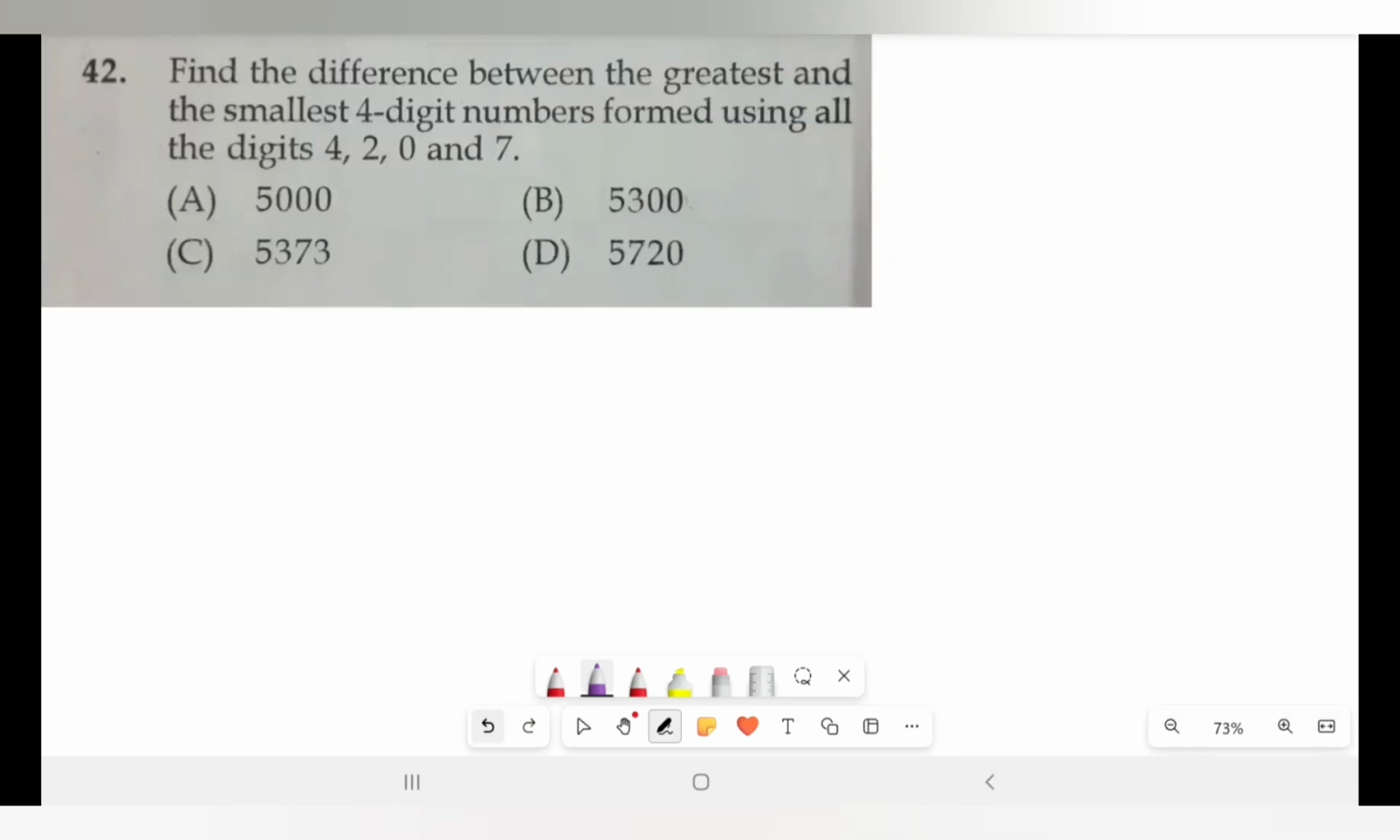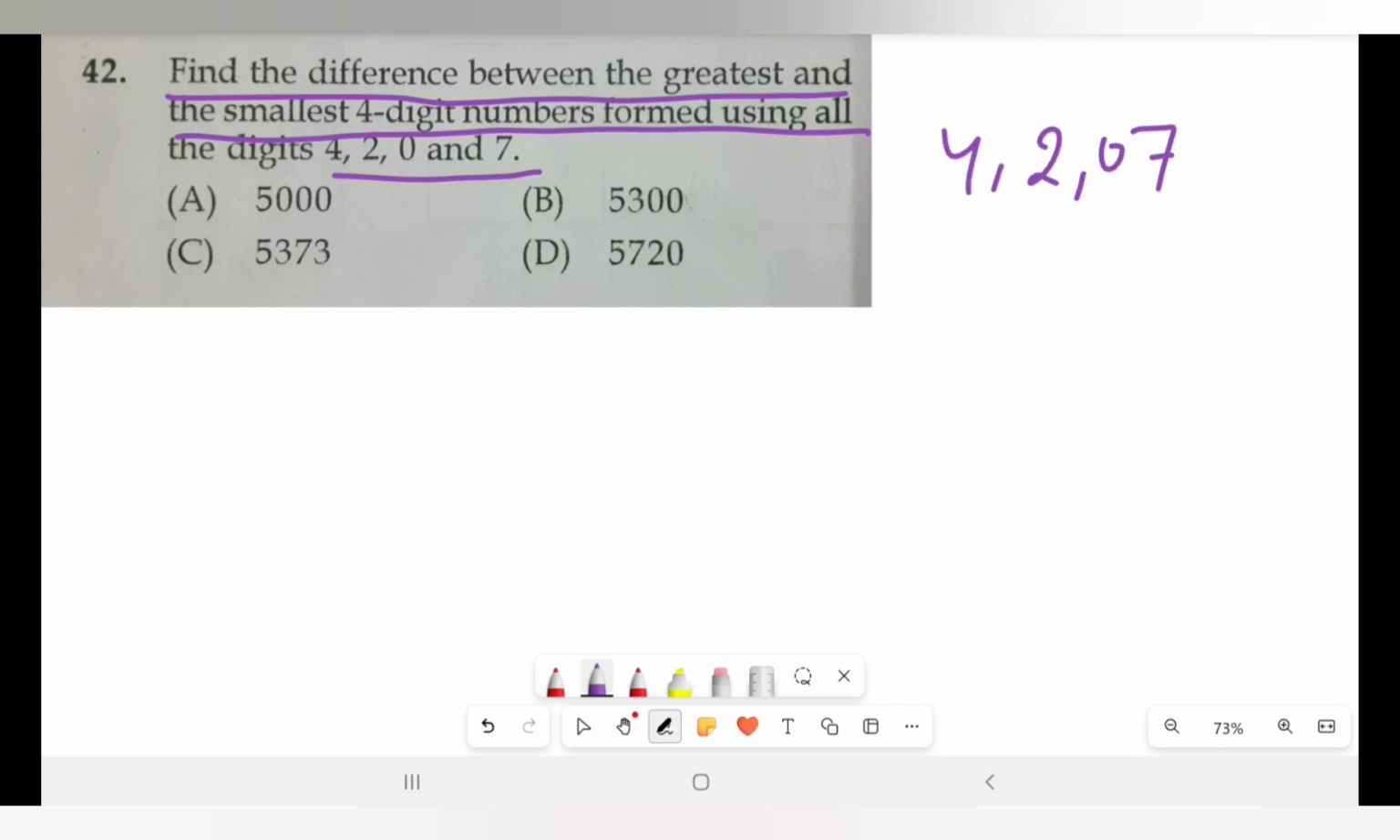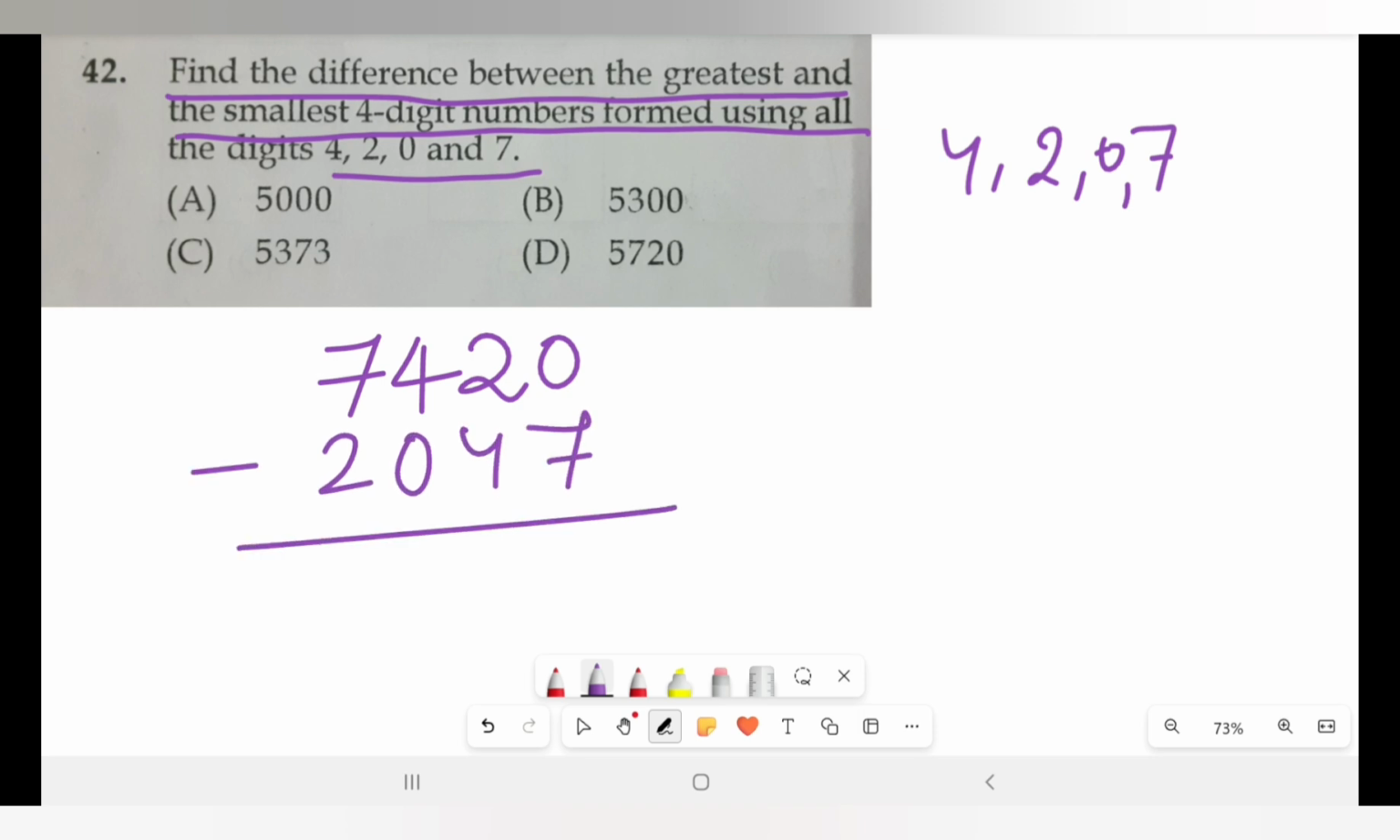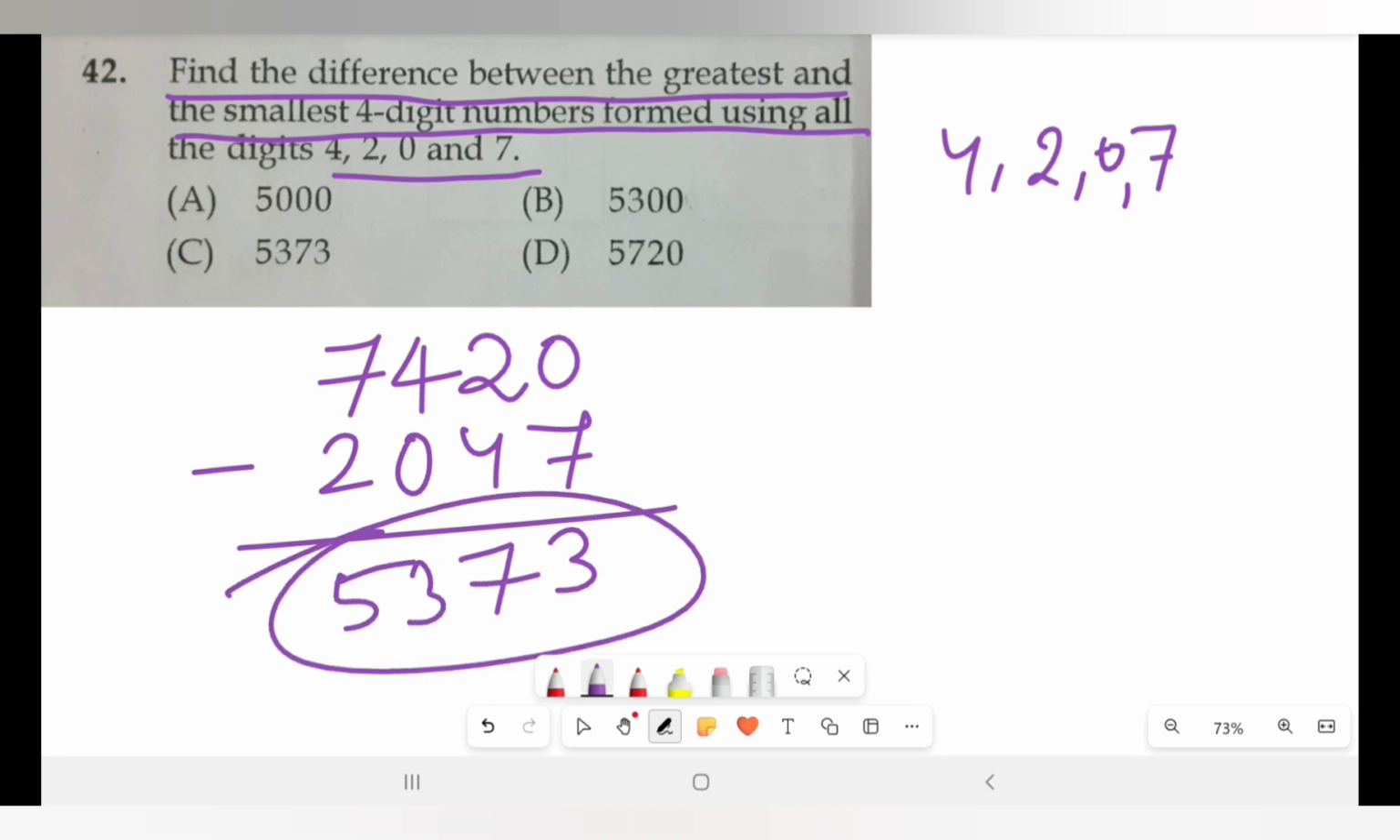Here in this question, find the difference between the greatest and the smallest 4-digit numbers formed using the digits 4, 2, 0, 7. First we have to find the largest number, that is 7420. The smallest number is 2047. Let us subtract this. So we get 5373, which is the right answer.